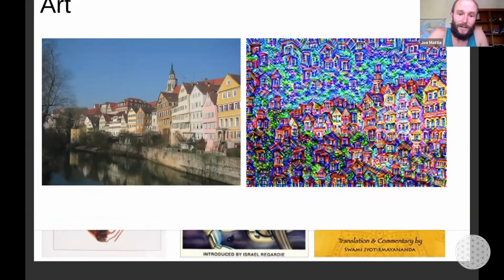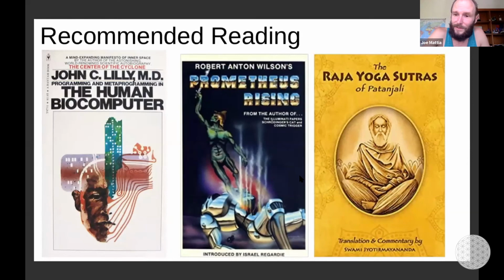It's pretty interesting. Here's some recommended reading if you're interested in this kind of stuff. John Lilly was a brilliant cyberneticist. He did a lot of far out stuff. He invented the flotation tank. Prometheus Rising is more of a layman's, less technical approach to programming your own brain. A very brilliant author there. And then the Raja Yoga Sutras by Patanjali has a lot of really good stuff in it. I had no idea how deep yoga was until I picked up this book.